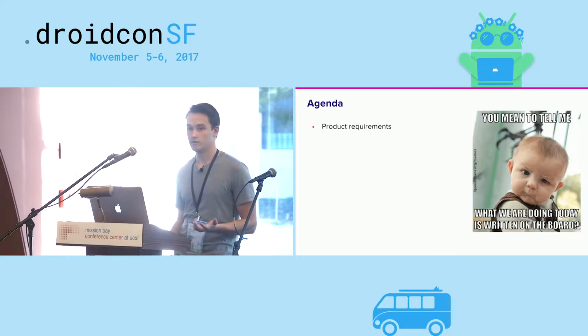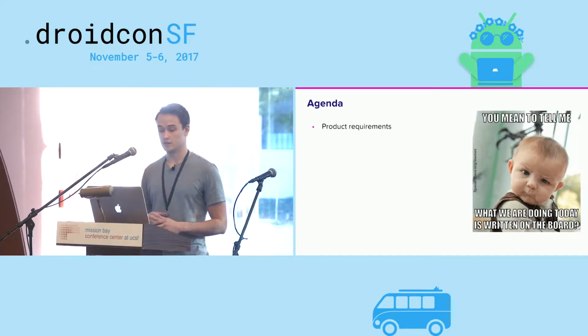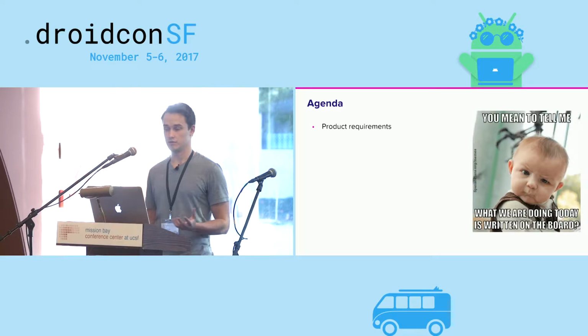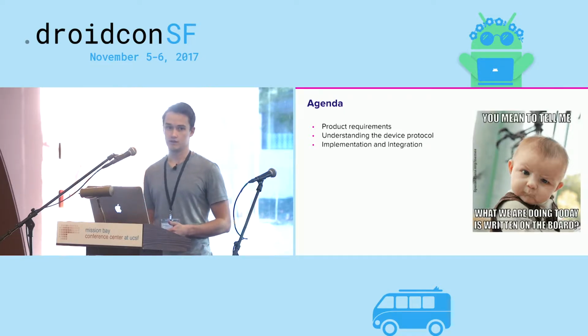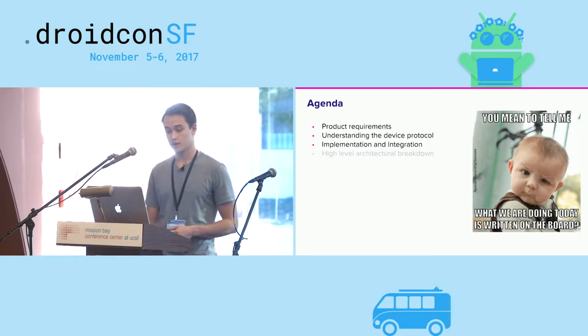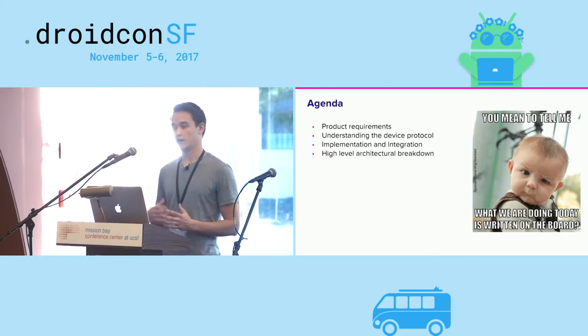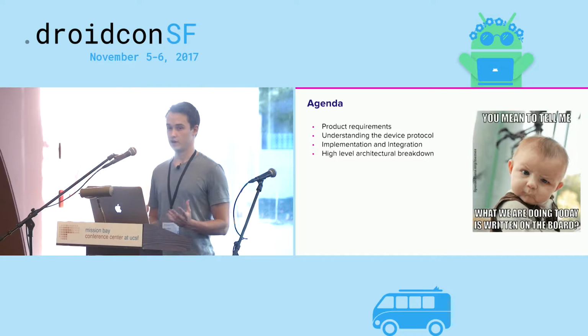So the first thing you have to do when you're building any kind of device like this, or working with it, is understand what the product requirements are and what you're trying to build. Then you have to understand the hardware and the device protocol. And once you understand the hardware, then you can work on actually implementing this and integrating it into your app. And then finally, I'm going to take a step back and look at a high-level architecture breakdown of how this fits into Lyft's app architecture.